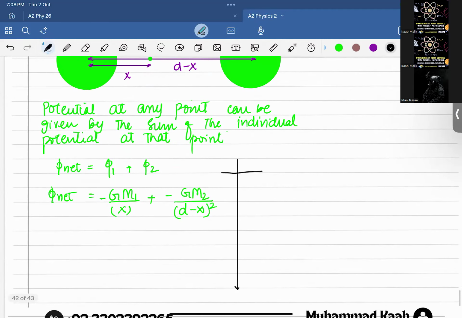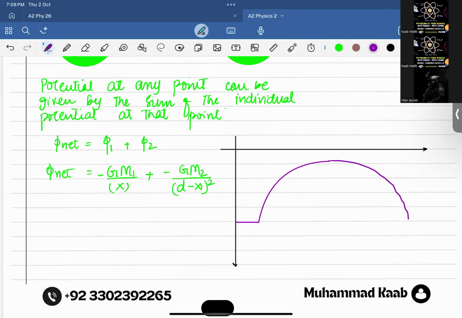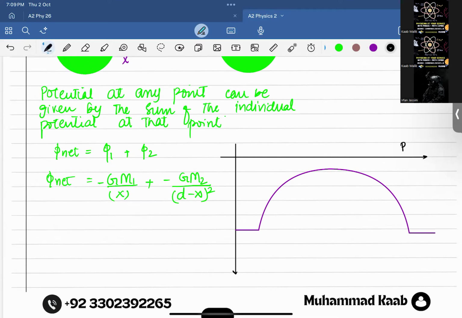Okay, it will be like that. And the graph looks like this, like this. Okay. So this is how the gravitational potential graph looks like. Okay, and if you can label the axes.